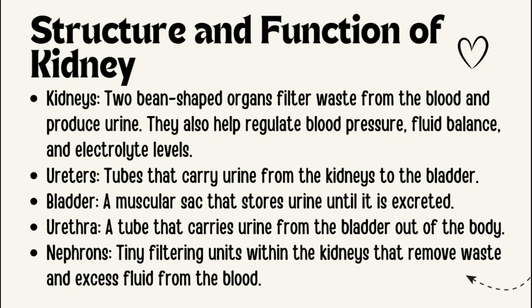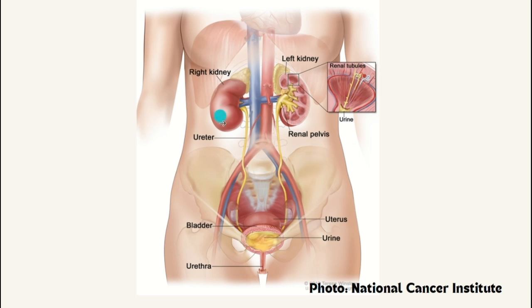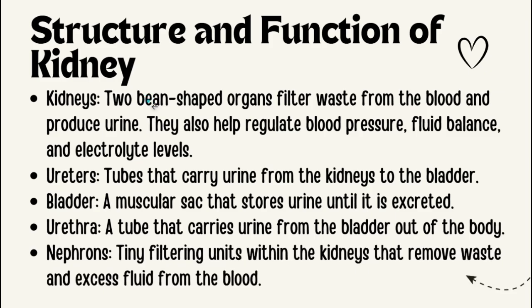Basically it filters waste from the blood, and that's so important because all that buildup in your body can literally kill you. It also helps to regulate blood pressure, fluid balance, and electrolyte levels. If we look at how it's shaped, we have two kidneys, a kidney on the right and a kidney on the left. So that's the structure of it.